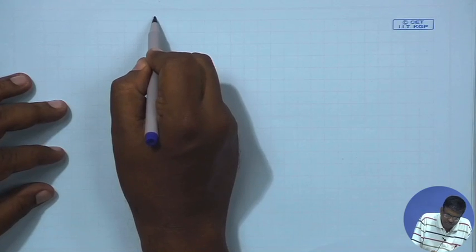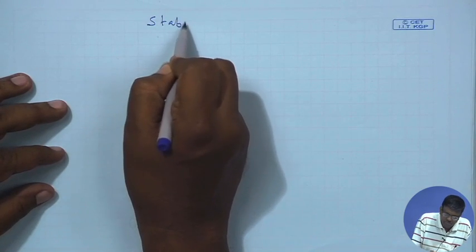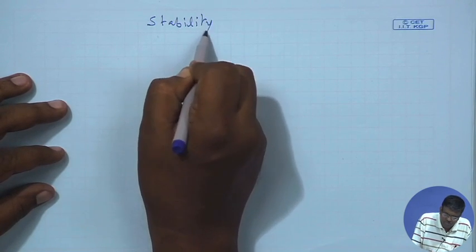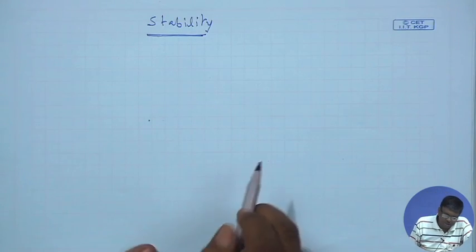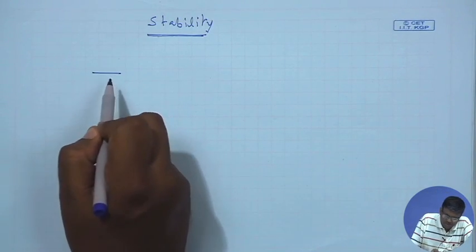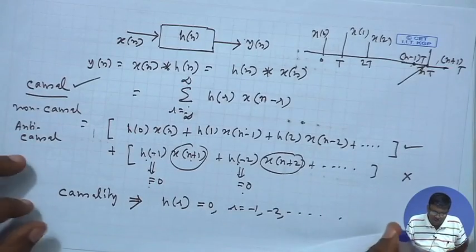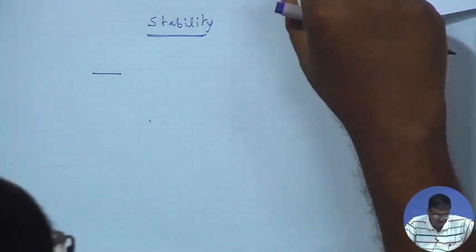Another related concept, a very useful concept, is stability. Stability means, very roughly speaking, we have seen what a convolution is.